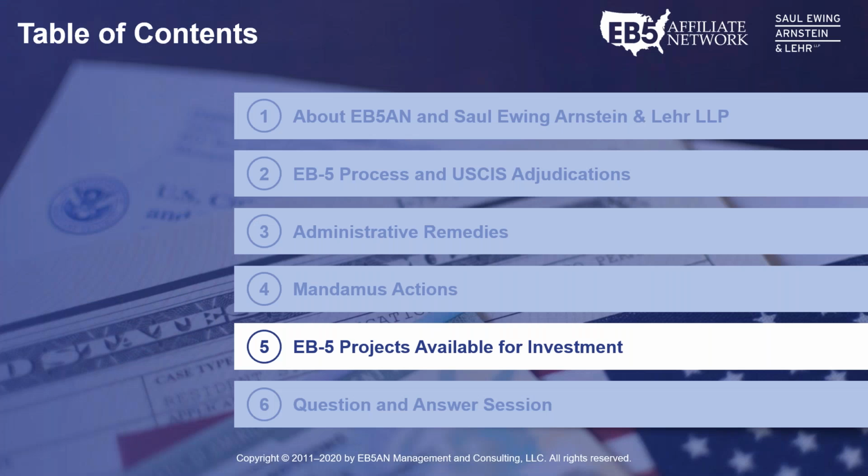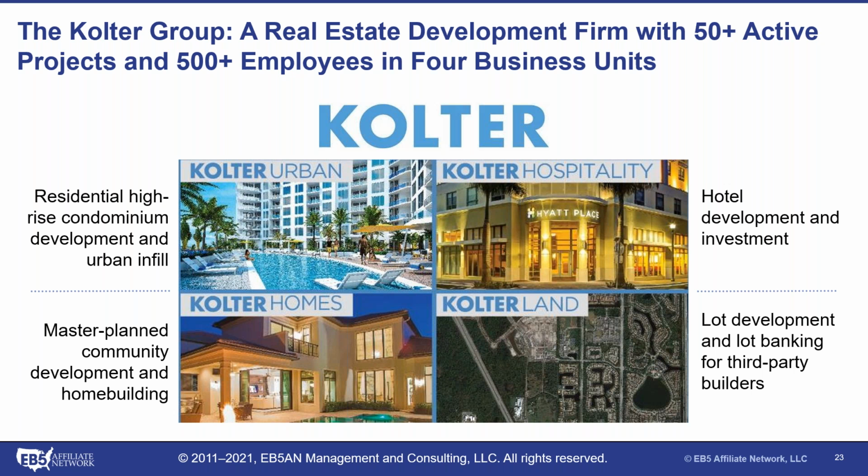So both EB5 projects that we're going to chat about today are both being developed by a company called the Coulter Group. Coulter is one of the largest developers in the southeastern United States.